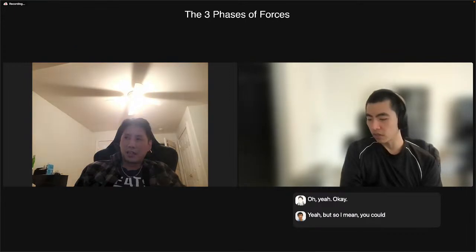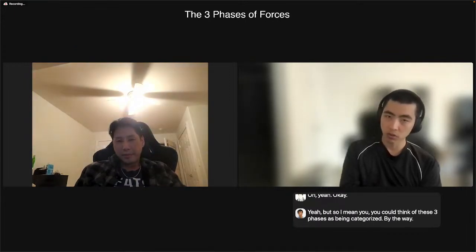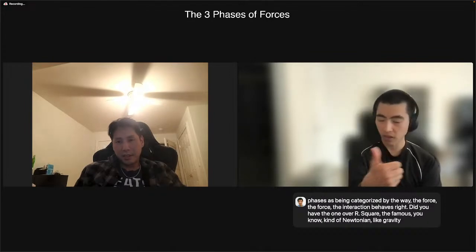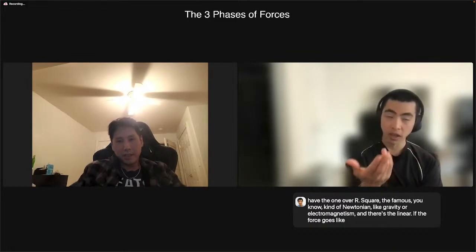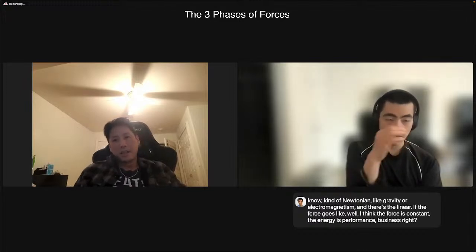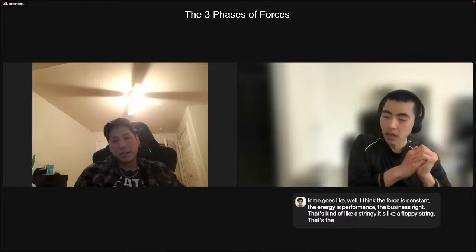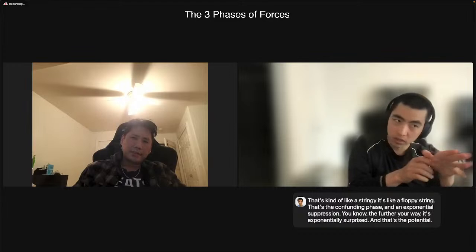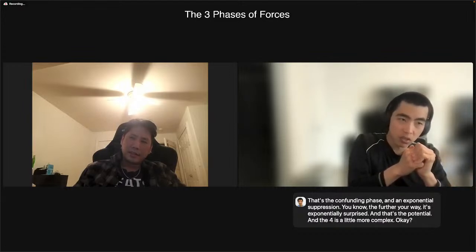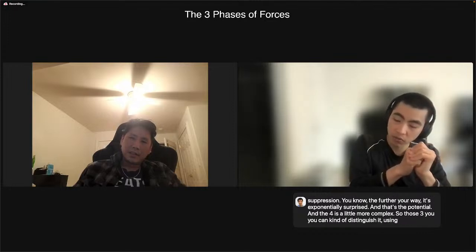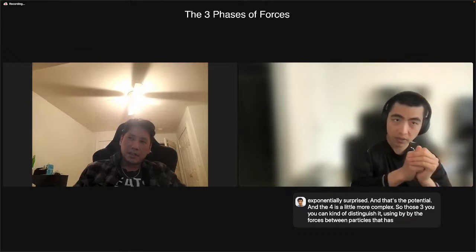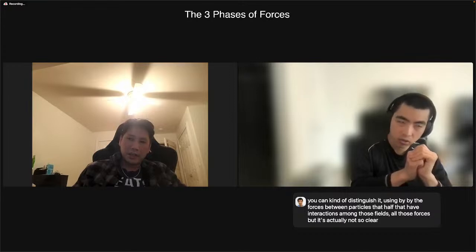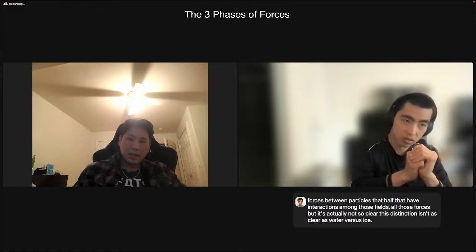I mean, you could think of these three phases as being categorized by the way the interaction behaves, right? You have the one over r squared, the famous Newtonian-like gravity or electromagnetism, and there's the linear one. The force is constant, the energy is proportional to distance. That's kind of like a floppy string. That's the confining phase. And then an exponential suppression: the further away you are, the more it's exponentially suppressed, and that's the Yukawa potential. And the force is a little more complicated than that. So you can distinguish those three using the forces between particles that have interactions among those fields. But it's actually not so clear. This distinction isn't as clear as water versus ice versus air.